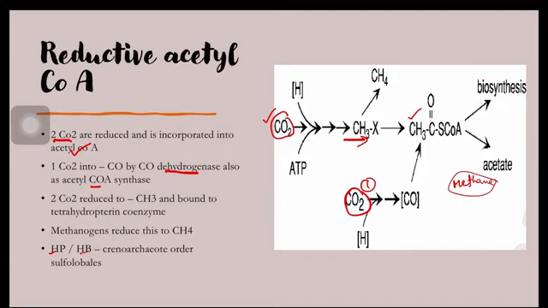HP means hydroxypropionate. HB means hydroxybutyrate. The 3-hydroxypropionate/4-hydroxybutyrate cycle, the HP/HB cycle, is found in the members of the Crenarchaeota in the order Sulfolobales.